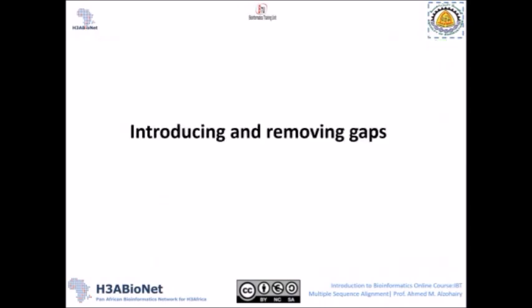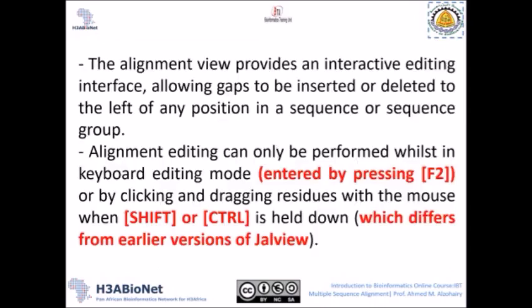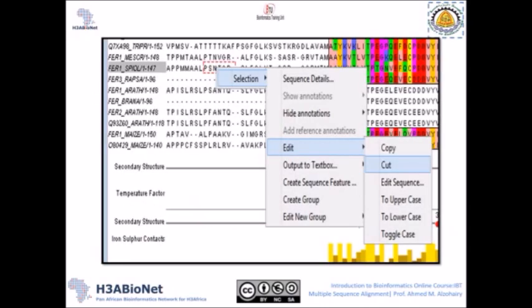You can also introduce or remove gaps simply by pressing the keyboard, which is of course very easy to do. You can drag residues with the mouse while holding shift or control, and you can add gaps or even remove gaps from your alignment. Of course, if you move to any part, you can cut or even add with the keyboard. You can add more sequences, add more letters, or delete. The sequence that you edit will be the only one changed, but not the others.